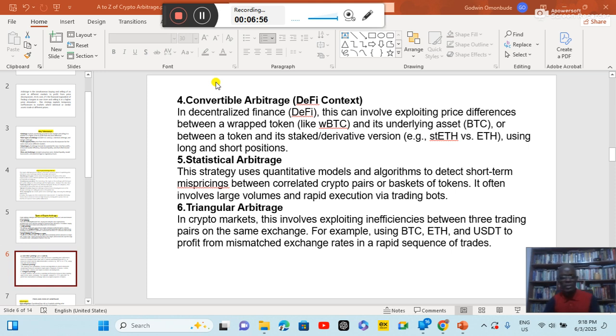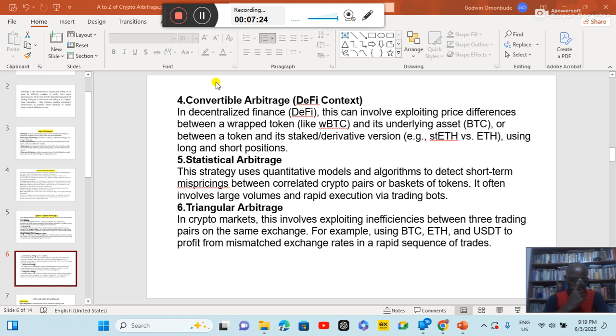Number 5 is the statistical arbitrage. This strategy uses quantitative models and algorithms to detect short-term mispricing between correlated crypto pairs or a basket of tokens. It often involves large volume and rapid execution via trading robots.